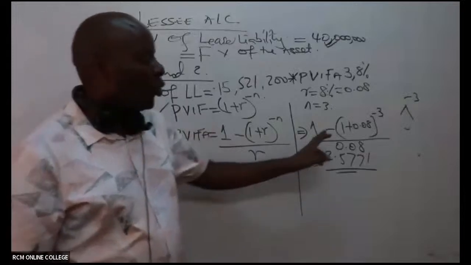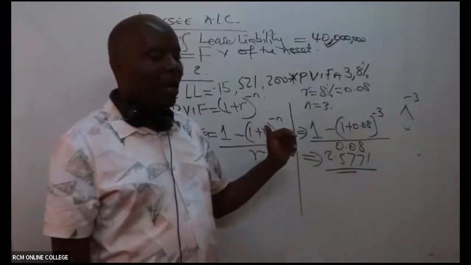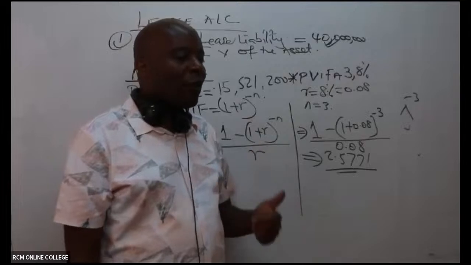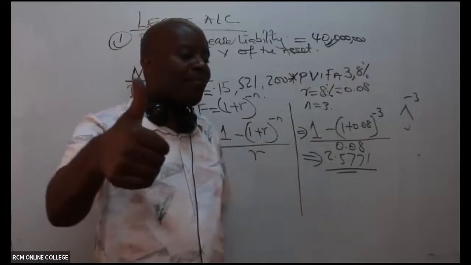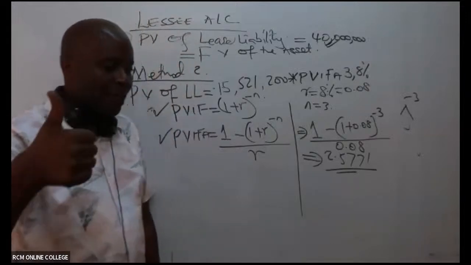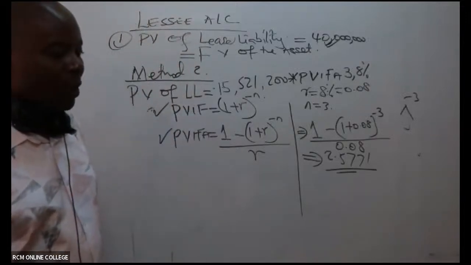Have you been able to use the calculator? Once all of us are able to use the calculator and we're getting this 2.5771, can we kindly push our thumbs up like that for Mwalimu to continue?